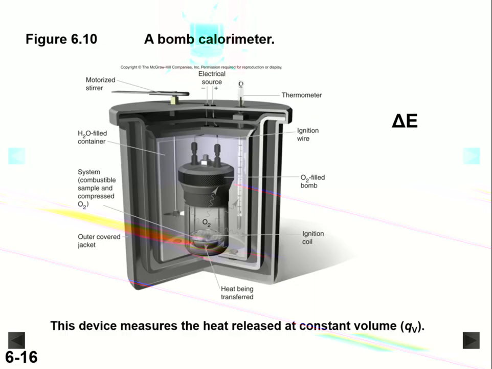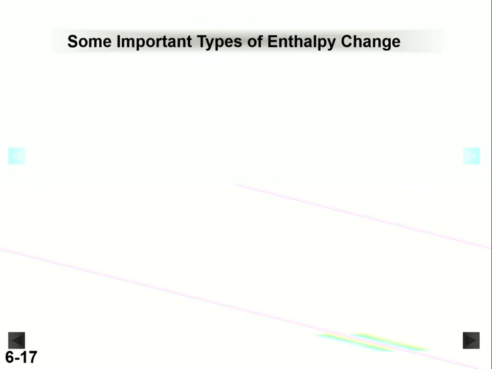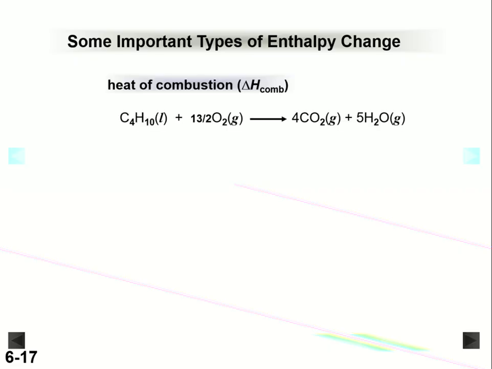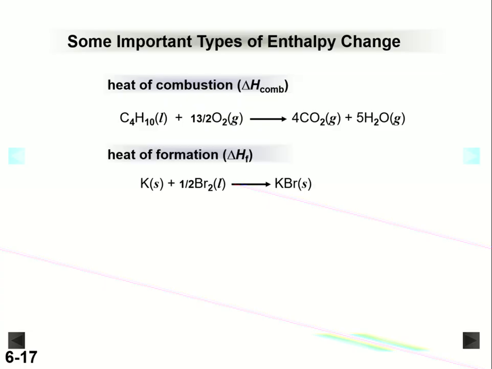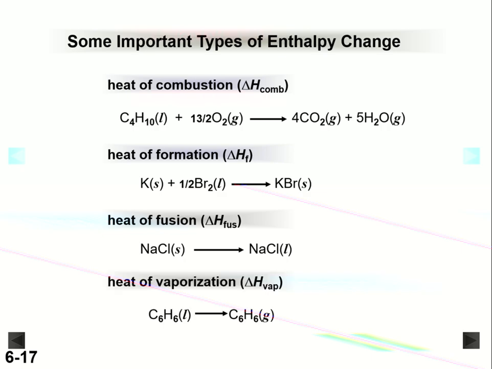So we'll do some example problems for calorimetry when we get to the mechanics lecture. We've talked about these types of enthalpy changes: enthalpy of combustion, enthalpy of formation, we know how that works, enthalpy of fusion, enthalpy of vaporization.